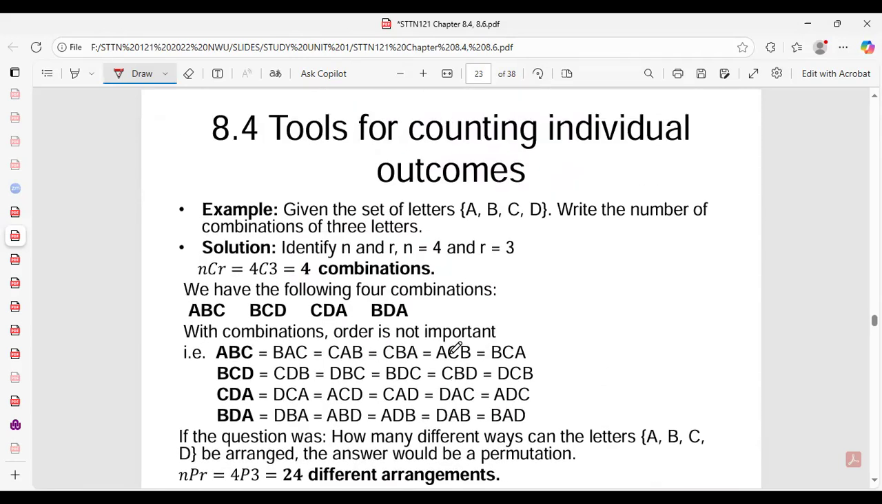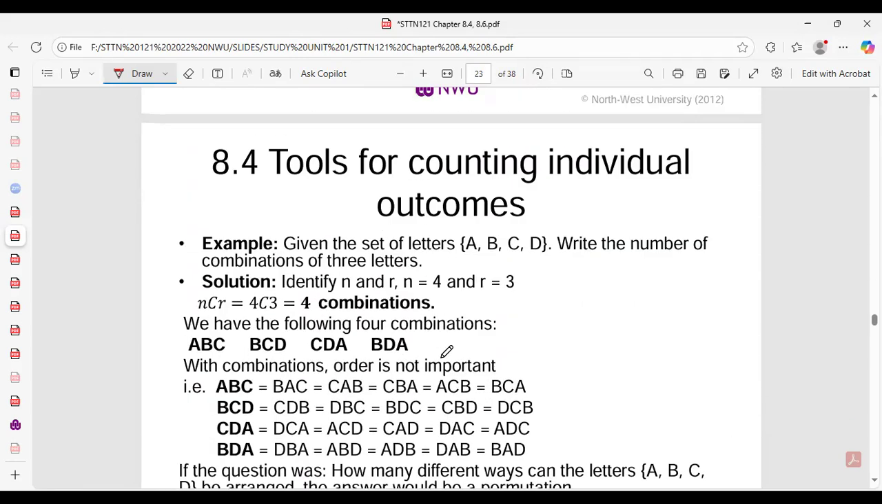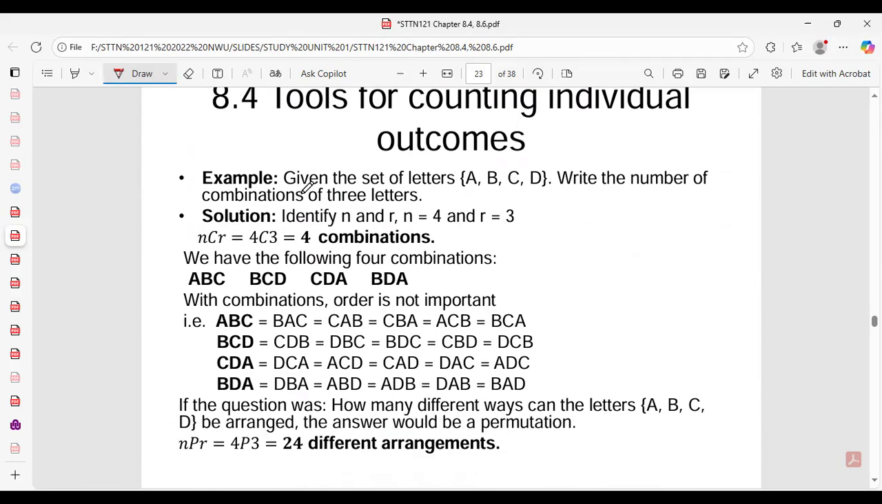Okay, let me show you something. They can give you something like this. Given the set of letters A, B, C, D, write the number of combinations of 3 letters. Remember, it's 1, 2, 3, 4, so n is 4 letters. But what they're telling you is the combinations of 3 letters, so the 3 will be r.